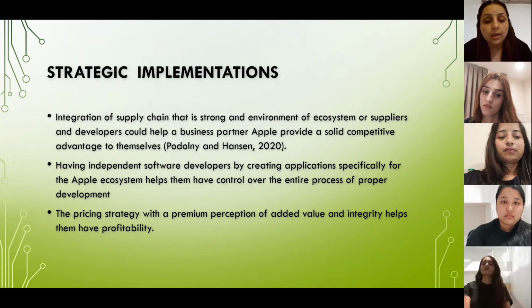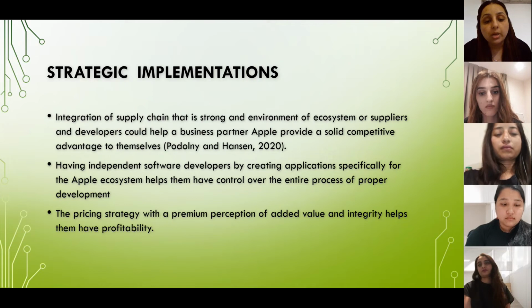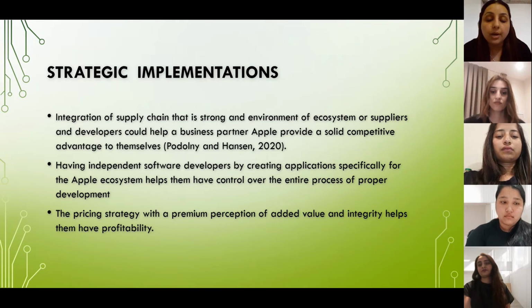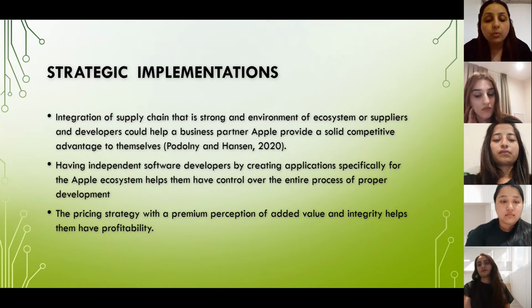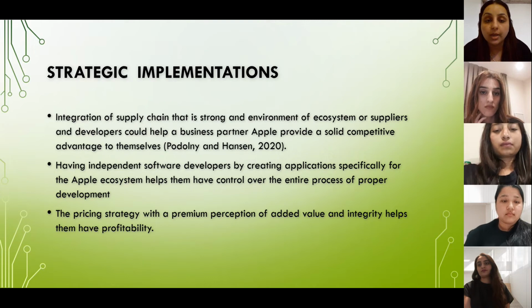They work in a chain and take care of their ecosystem strongly, as suppliers and developers could assist as a business partner. Apple provides strong advantage to themselves. Apple has independent software by creating applications and has ecosystem control over the entire process. Having a brand friendly platform, for example, gives Apple visibility in the marketplace and helps build user trust. New products are also more environment friendly because they are designed in a single ecosystem with apps such as iPad, iPhone, iMac, and so on.